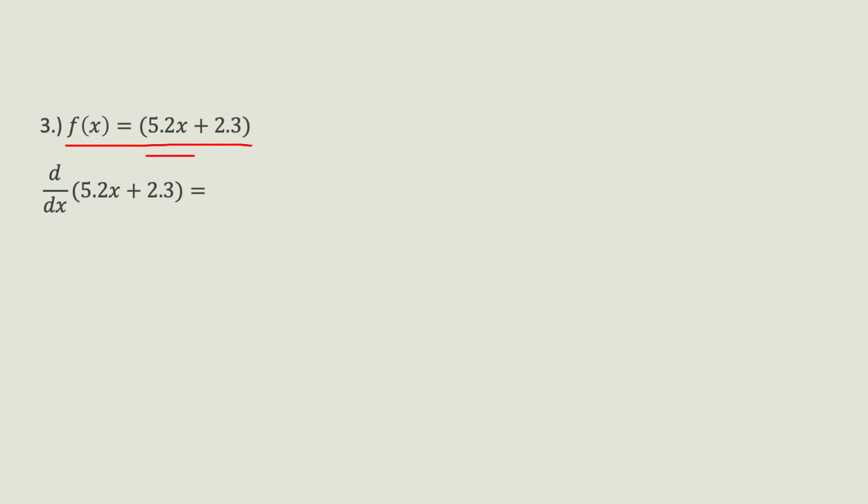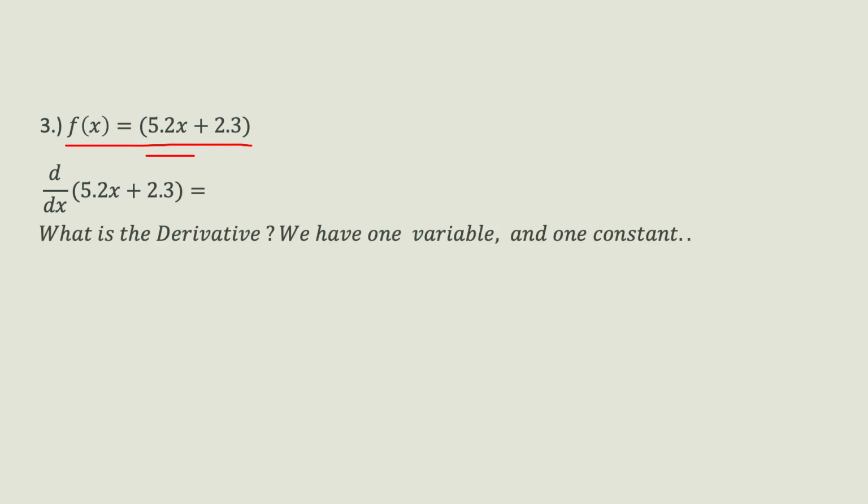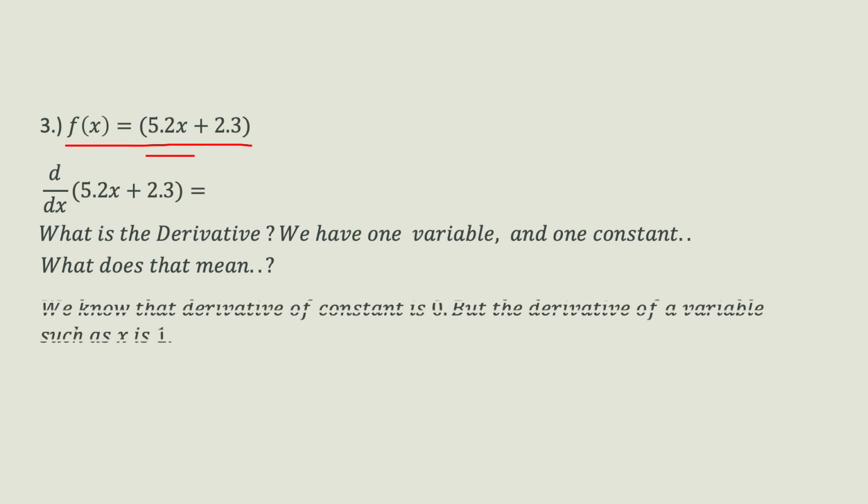So what is the derivative? Once again, we have one variable, 5.2x, and one constant, 2.3. We know the derivative of a constant is 0, but the derivative of a variable such as x alone would be 1. So d dx of 5.2x plus 2.3 equals 5.2 plus 0. Then we get 5.2 if we simplify. So we'll go on to problem number 4.